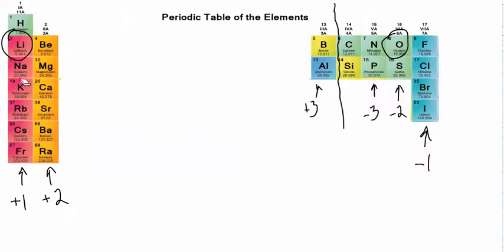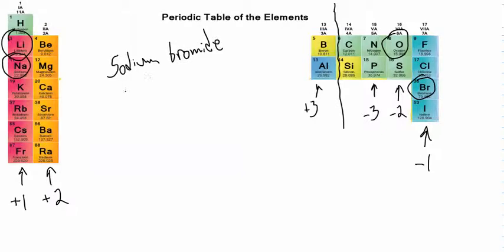Okay, who could I pick next? I'll pick sodium. And how about bromine? Okay, so our name is going to be sodium bromide. Remember the IDE ending, sodium bromide. And the formula for this one, we got a +1 connecting with a -1. That means it's only going to take 1 of each, so it's going to be NaBr. That's the formula.